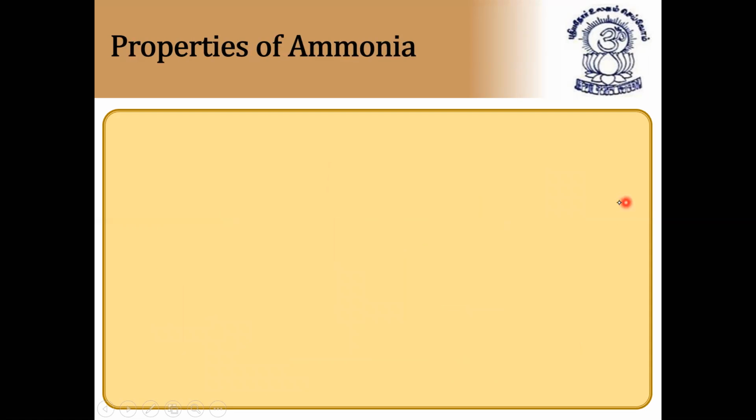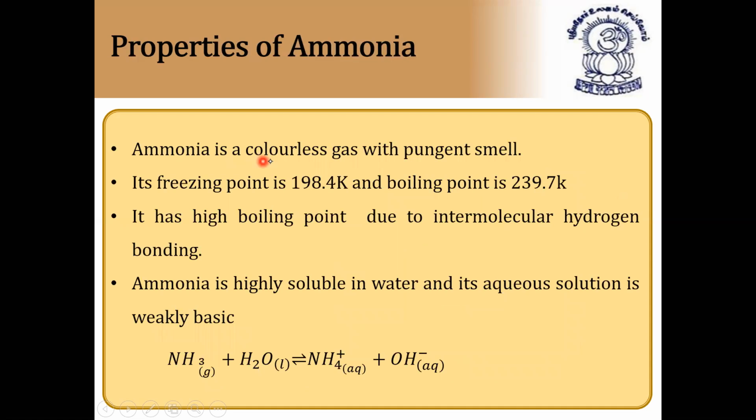Next, properties of ammonia. Ammonia is a colorless gas with a pungent smell. As I told you, foul smelling gas, that is called pungent smell. Its freezing point is 198.4 kelvins and boiling point is 239.7 kelvins, which is less than 0 degrees C. So ammonia is a gas at room temperature, and that's why its boiling point and freezing point are very low.